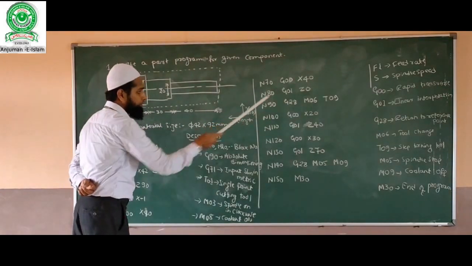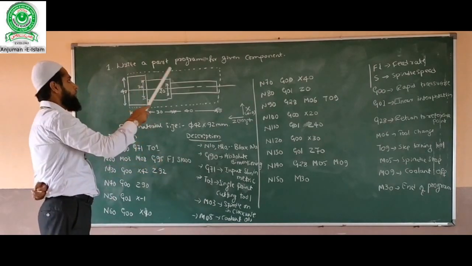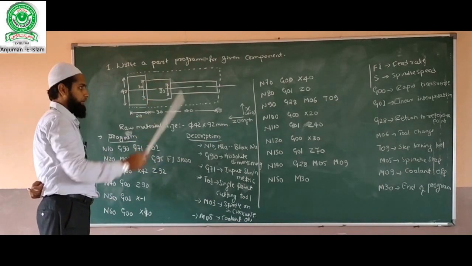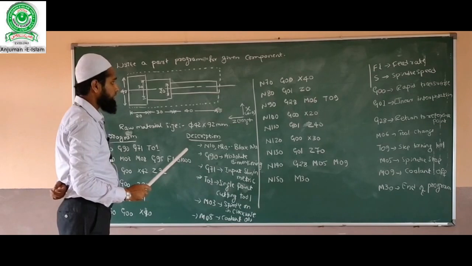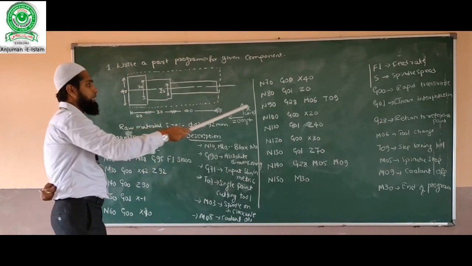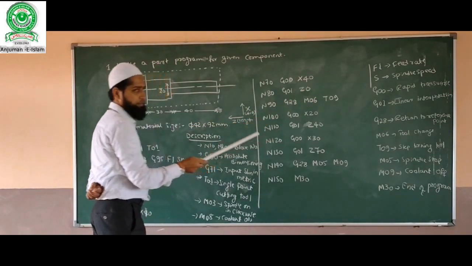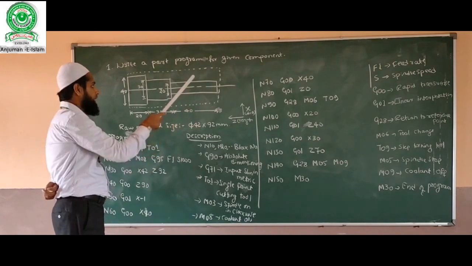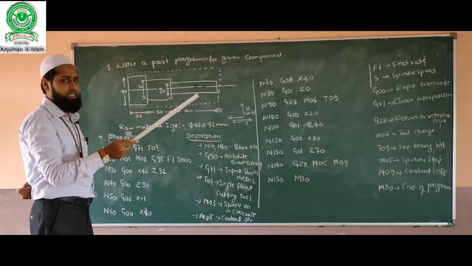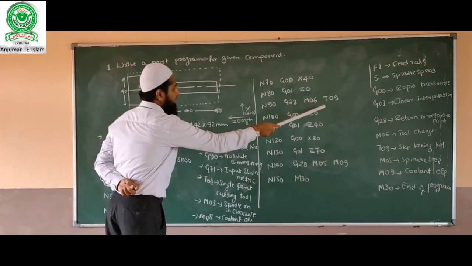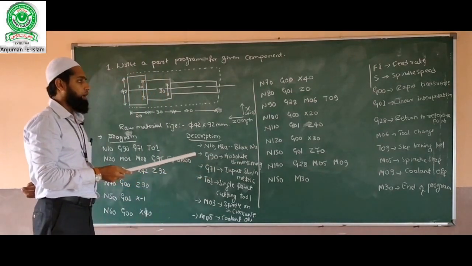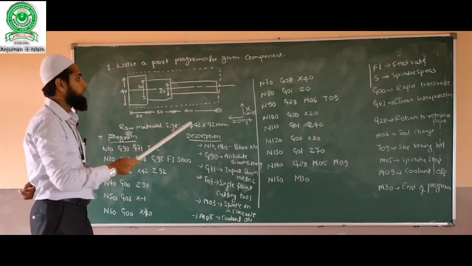If you give G28, that command moves the tool to the reference point of the machine. Afterwards, at the reference point, I will give M06, which means change the tool. For this step turning, I will change the tool to T09. The T09 is the step turning tool.